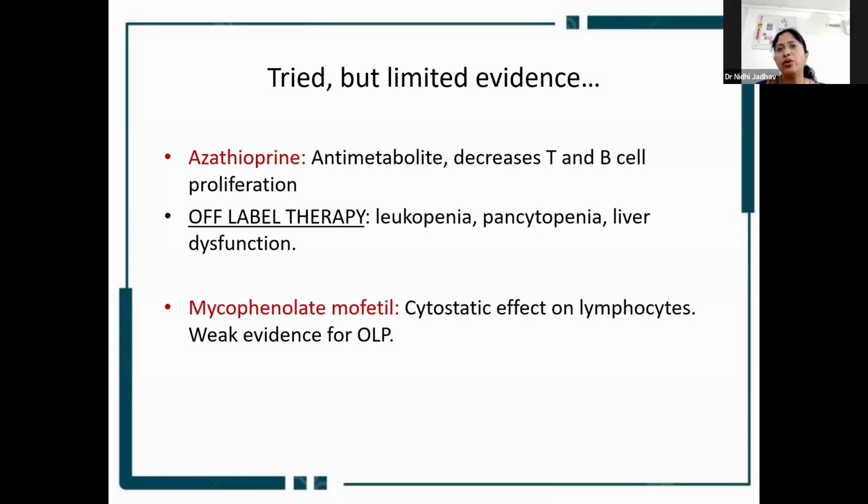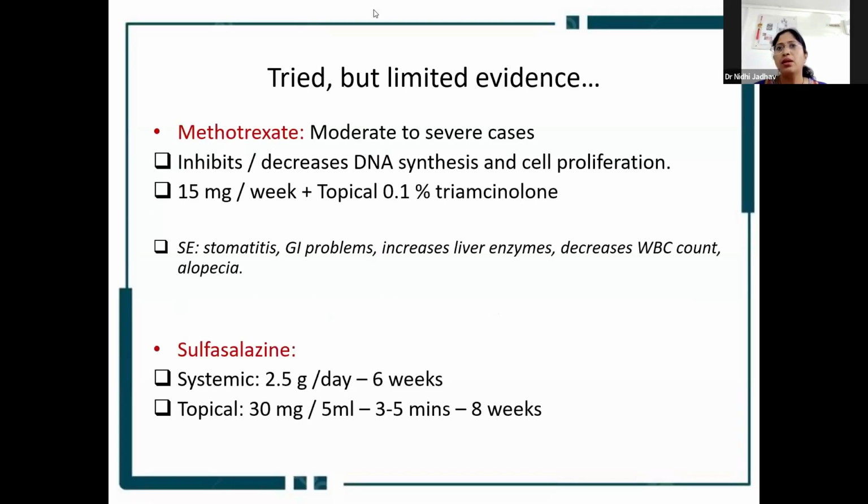Same way, mycophenolate mofetil, it has a cytostatic effect on lymphocytes, and that is why its use is again weak in the literature. Tried but limited evidence. Again, there are two more such medications, methotrexate, because it also decreases the DNA synthesis and cell proliferation. Same way, sulfasalazine also, because both of these drugs have been tried, but because of their systemic side effects that they could cause, they are not much in use for oral lichen planus.